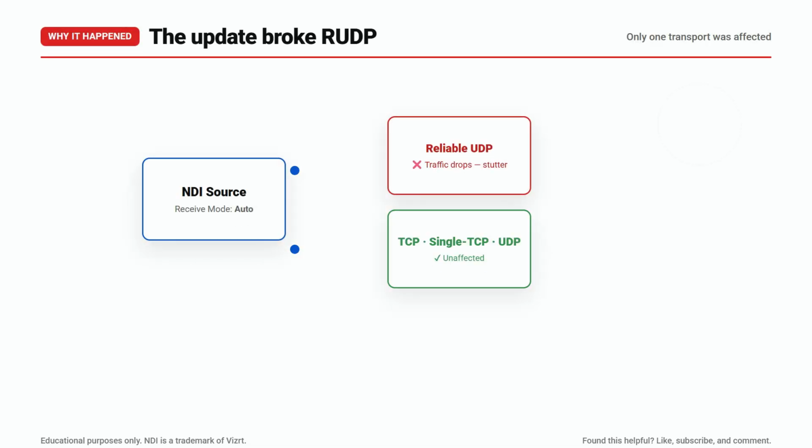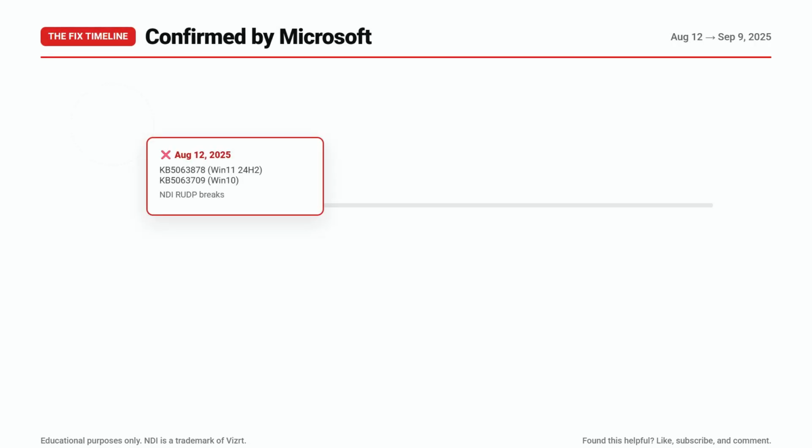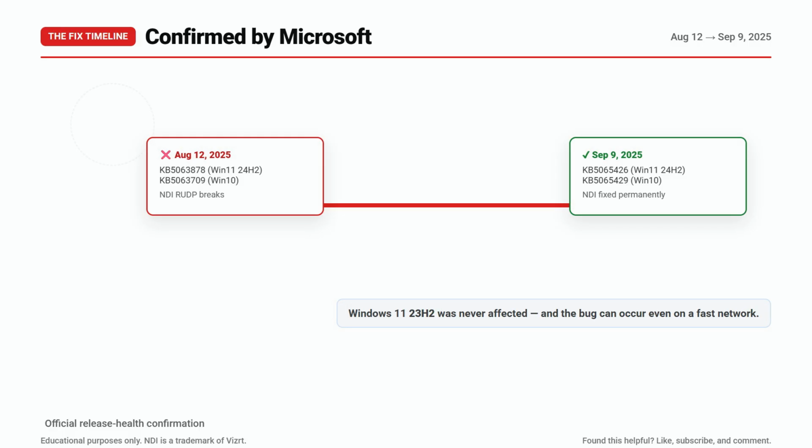So, why did this happen? The August 2025 Windows Security Updates, KB5063878 on Windows 11, KB5063709 on Windows 10, broke NDI's reliable UDP transport. NDI traffic started dropping and that showed up as stutter. Only RUDP was affected. TCP and UDP stayed fine, which is exactly why switching the receive mode fixes it.